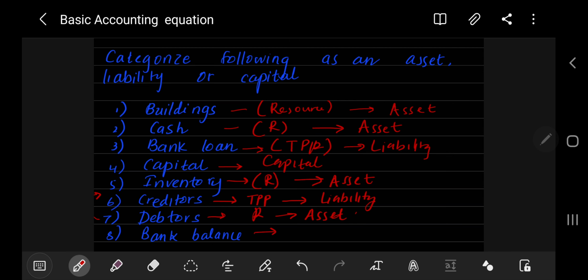Finally, a bank balance. Here we can assume that it was not given as positive or negative. This is a positive balance. So if you have a positive balance in your business bank account, that is a resource to us. We can use it for a production process or something else. So such a resource is considered an asset.